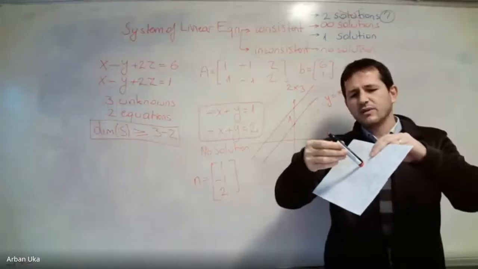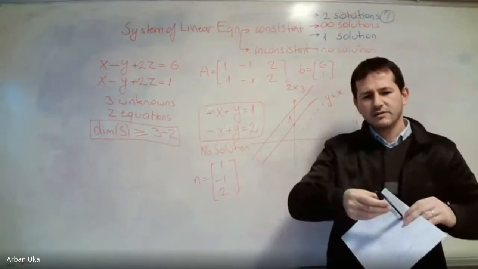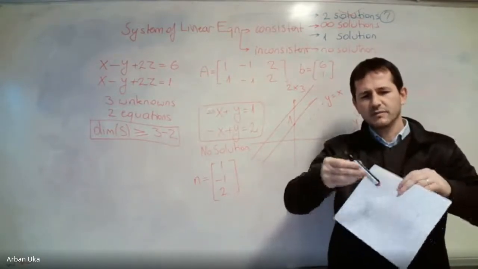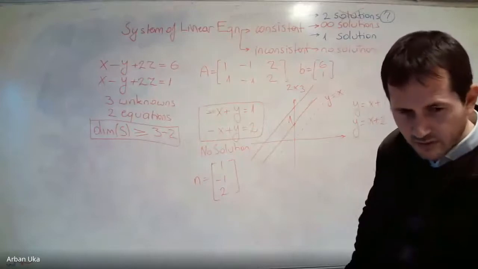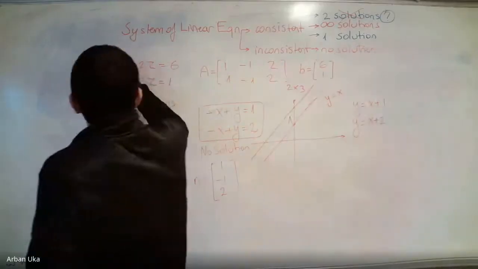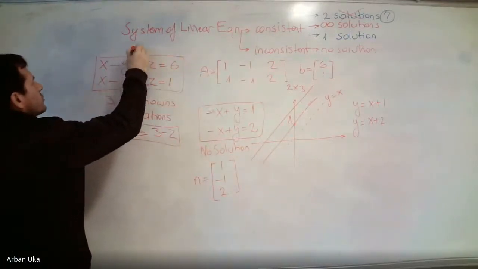So if this is the plane with that normal, the other plane is going to be somewhere here with the same vector. What does this make them? Parallel. Do they ever intersect? No. So here we have two planes that are parallel. We have no solution.